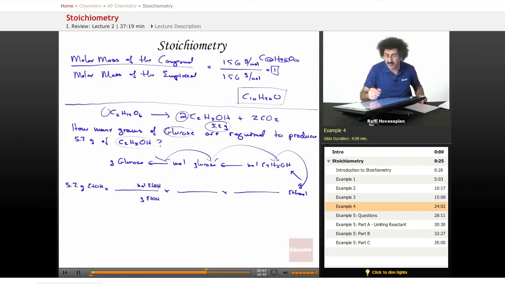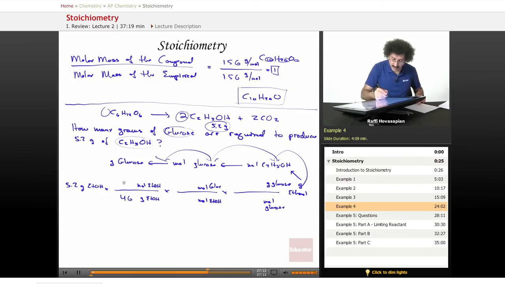Notice I'm not going to do the numbers until afterward. I have moles of ETOH here because, again, they have to cancel, and it's also the thing that I'm coming from. I'm going to moles of glucose, and this is moles of glucose, grams of glucose. So 5.2 grams of ethanol.